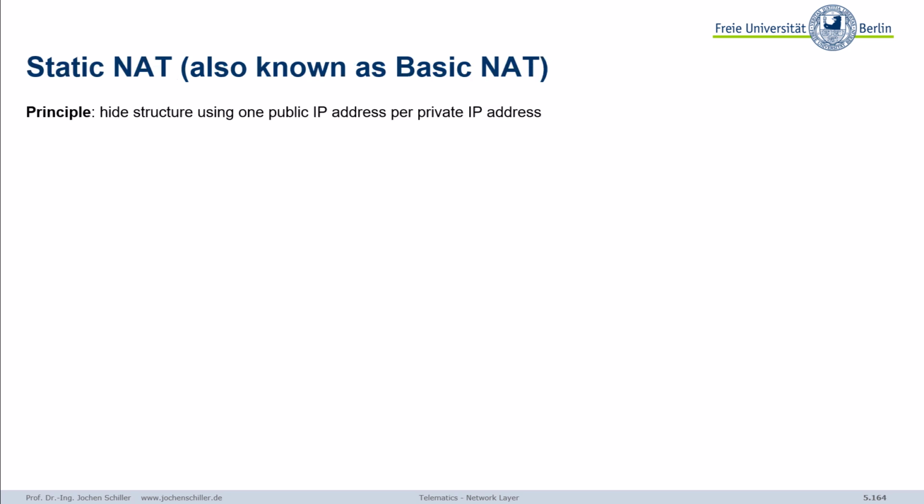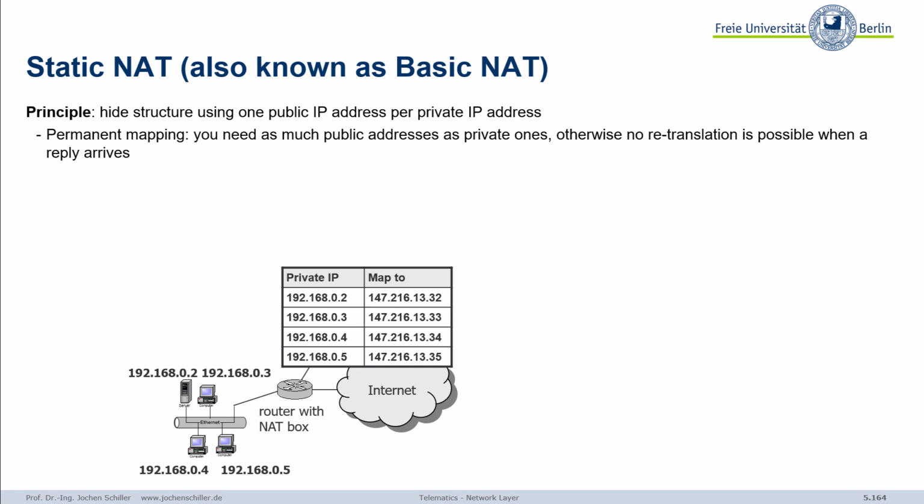So how does it work? The very basic static NAT. So the idea is, let's hide the structure. Let's only show one public IP address per private IP address. We don't tell a private IP address. And in a very simple case, we can even do a permanent mapping. Okay, but then we need really many addresses, as many as private ones. That's one way of doing it.